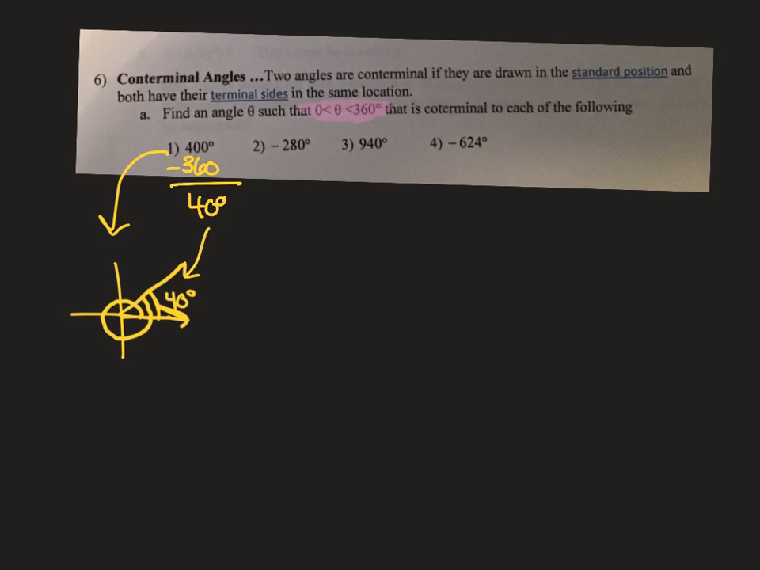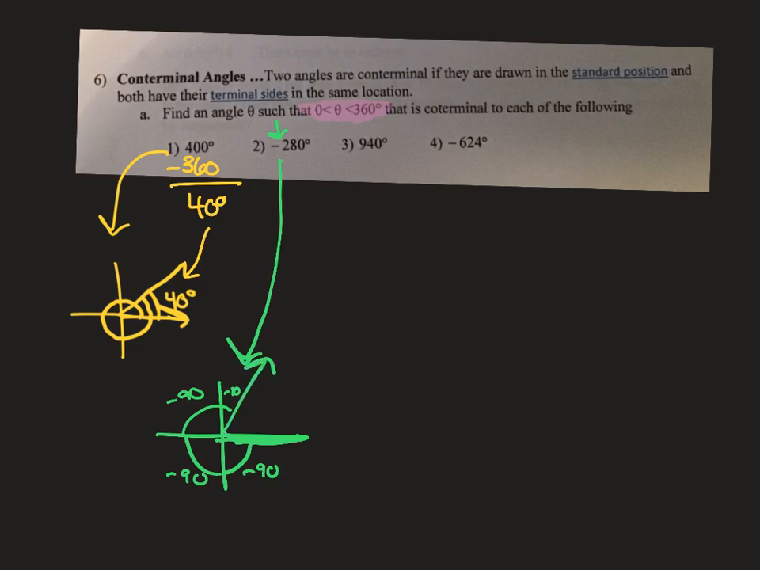Let's try number 2. Number 2 we'll do in green. Go way down here. I'm going to draw it. This one, be careful, it's negative. So that means instead of going up and going counterclockwise, we're going to go down and go clockwise. I'm going to start right here on my positive x-axis. This is negative 90, and then another negative 90, which makes 180, and then another negative 90. So now I'm at negative 270. I need to go just a little bit more. So this piece right here is my 10.